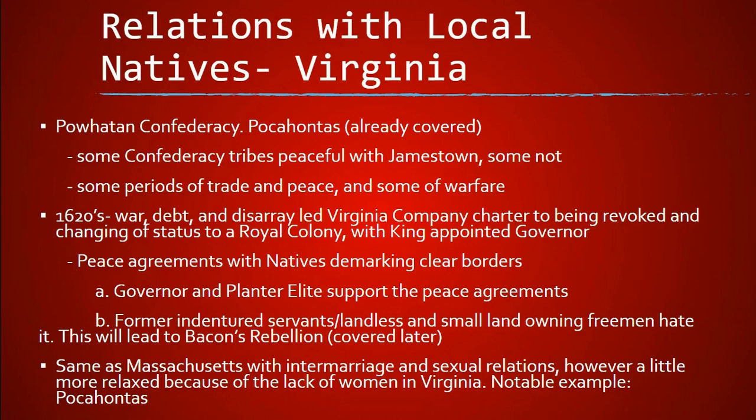In the 1620s, war with natives, debt, and disarray led to the Virginia Company Charter being revoked and changing to the status of a royal colony with a king-appointed governor. This changed things and had a more clear organization. That brought peace agreements with native tribes and a clear demarcation of borders. The governor and planter elite supported the peace agreements.